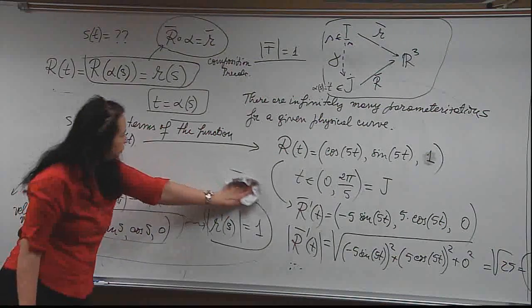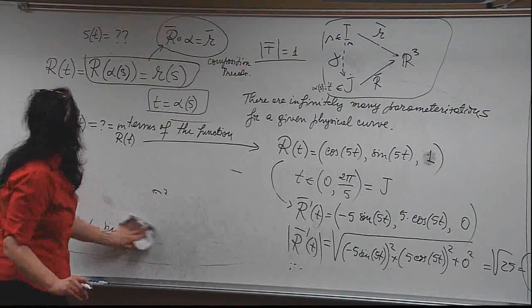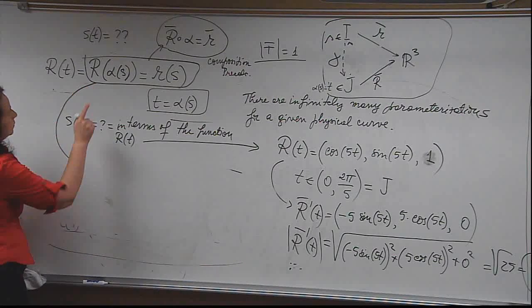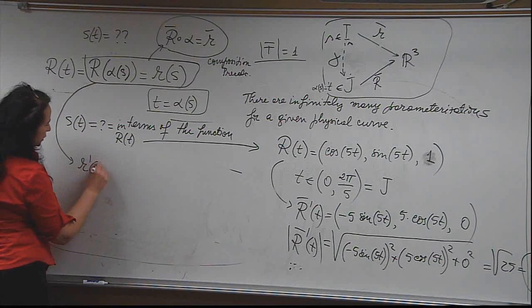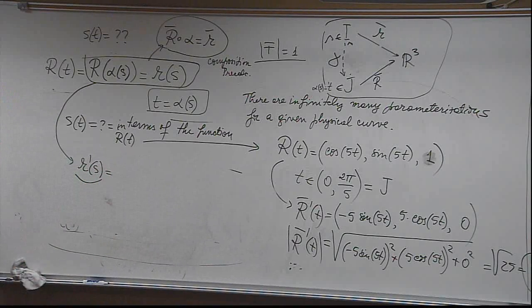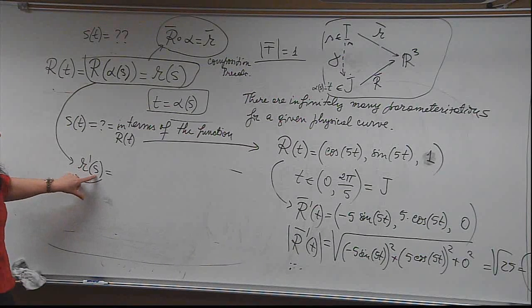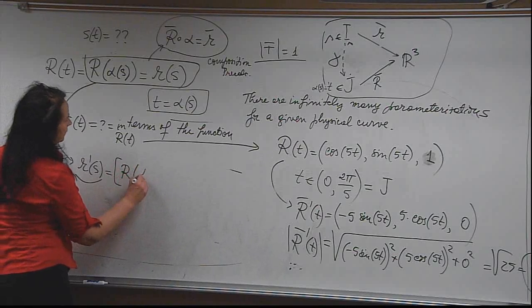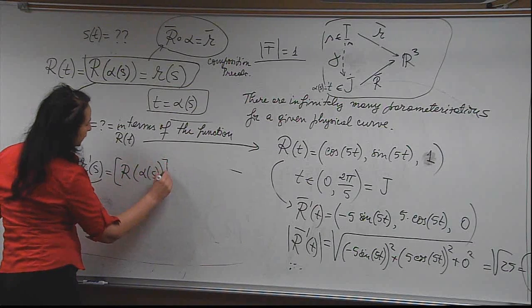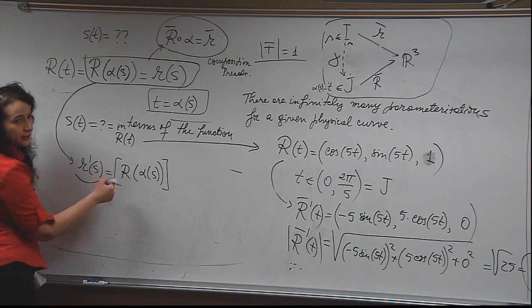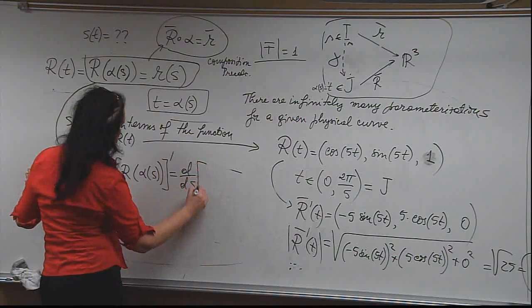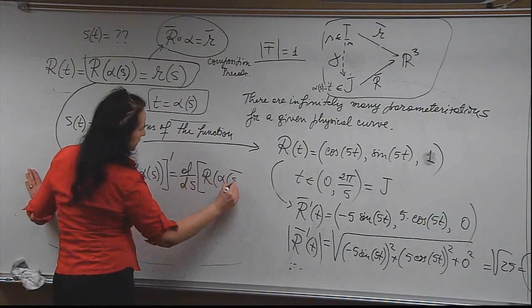Let's try some sort of chain rule, right? So what do I know I have? Look at that. r prime of s, which is the velocity of, I erased it, the velocity of r with respect to the arc length parameter is going to be what? It's the derivative of r of alpha of s with respect to s, right? So I should put d/ds. Well, I'm a little bit lazy. Let's do it again: d/ds of r of alpha of s.